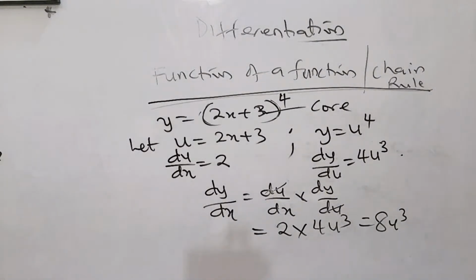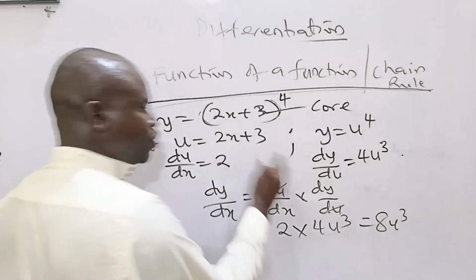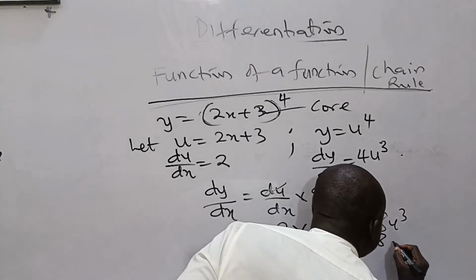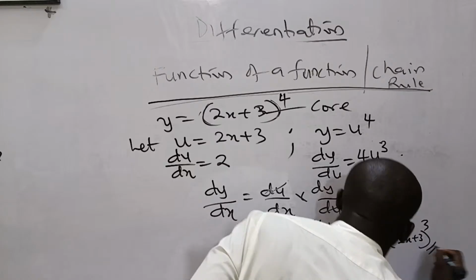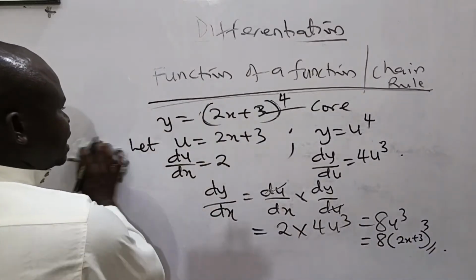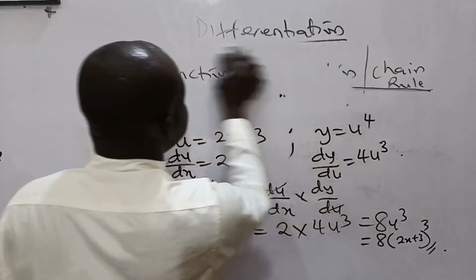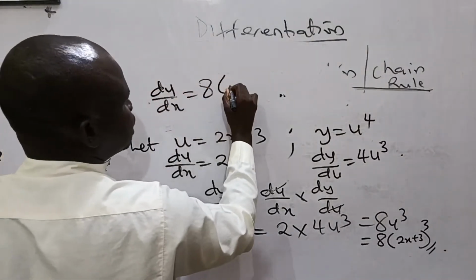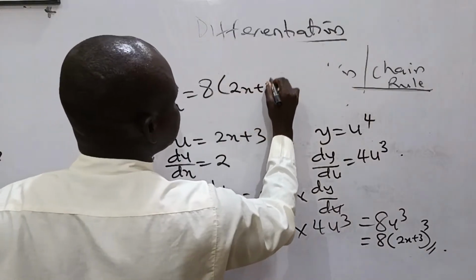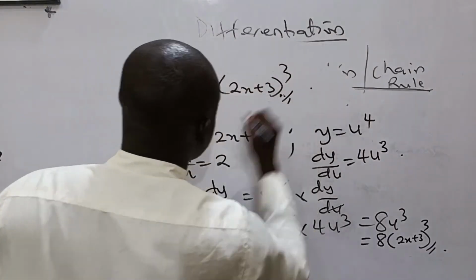But the answer should be a function of x, not u. So what is u? u is 2x plus 3. So I will now change everything to 8 into bracket 2x plus 3 all cubed, and that's the final answer. So in this case, my dy dx will be 8 into bracket 2x plus 3 all raised to power 3.